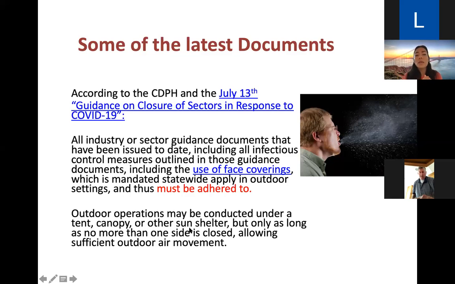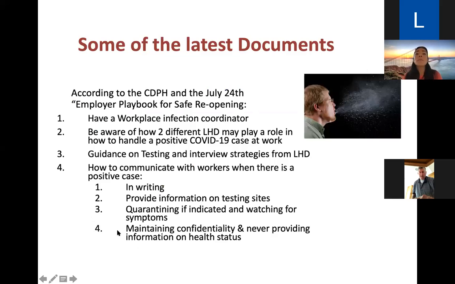Other operations can be conducted. If you have indoor operations that you're taking outdoor, you just have to take into account the weather. You cannot expose people to heat illness. You have to make sure they are sheltered. And as long as no more than one side is closed, allowing outdoor ventilation, that's what is in the July 13 guidance. Last week, we talked about the California Department of Public Health, July 24th, employer playbook for safe reopening.